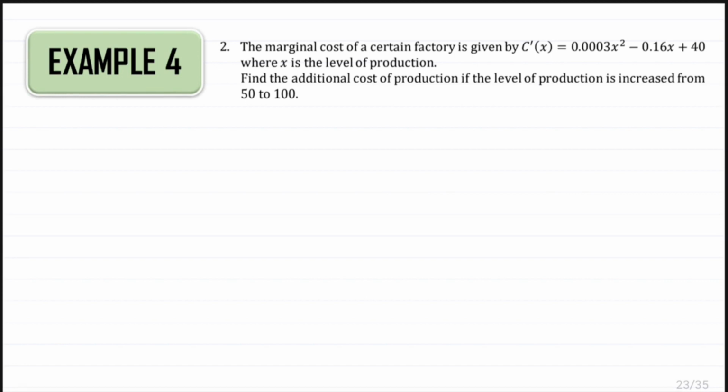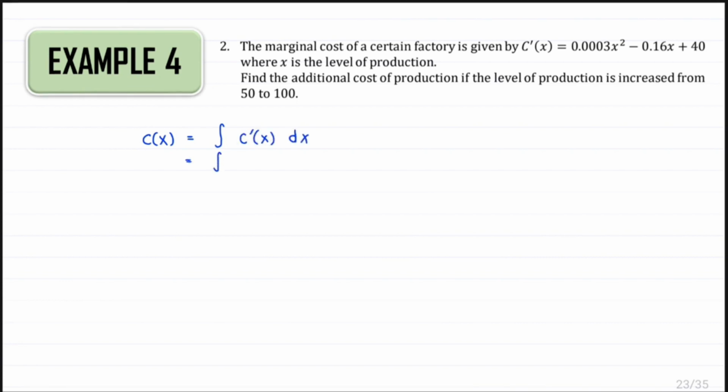Question number 2. The marginal cost of a certain factory is given by C'(x) equals 0.0003x² minus 0.16x plus 40, where x is the level of production. Find the additional cost of production if the level of production is increased from 50 to 100. Now we want to find the additional cost. To find the additional cost, first we need to integrate C' to get the cost. So C(x) equals the integration of C'(x) dx.